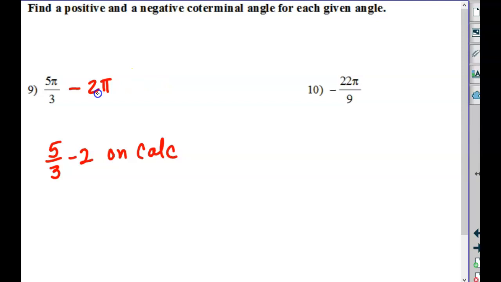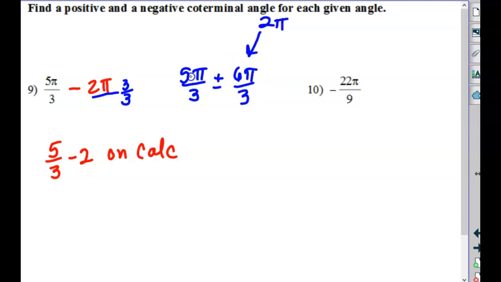What is 2 if you have to have a denominator of 3? Multiply by 3 over 3 and you get 6/3, right? So I have 5 pi over 3 plus or minus 6 pi over 3, because this is equal to 2 pi. So if I add it, I get what? 11/3. You add the top and keep the bottom, right? If you subtract, 5 minus 6 would be negative 1/3.